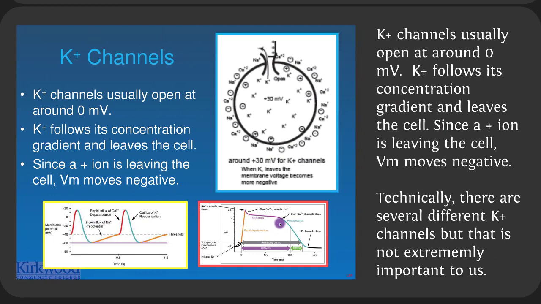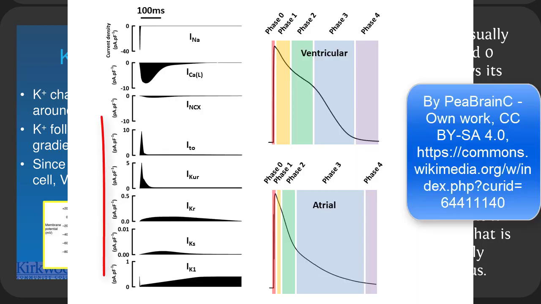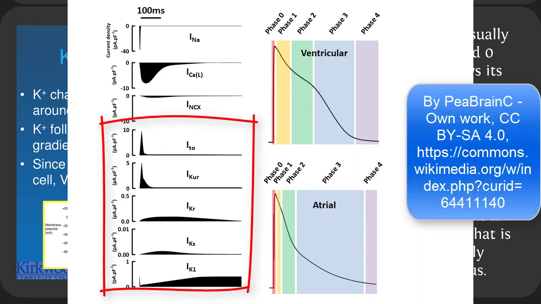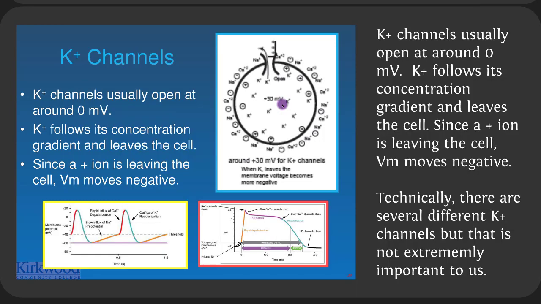It's slow to close. Potassium channels usually open at around 0 or sometimes plus 30 millivolts, depending on the type of cell. Potassium follows its concentration gradient and leaves the cell. So since a positive ion is leaving the cell, this moves Vm towards the negative. Technically, there's multiple types of potassium channels, but that's not extremely important to us, so we're going to group them all together. There are about 5 different potassium channels in cardiac muscle cells.